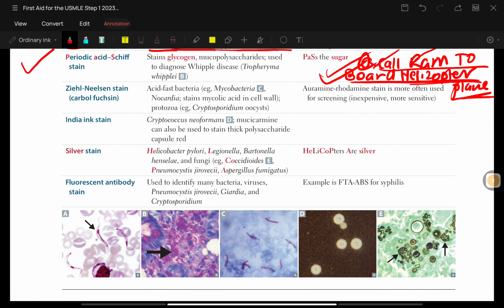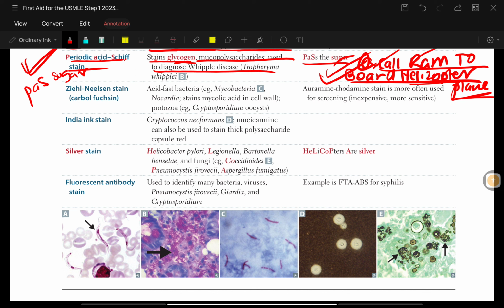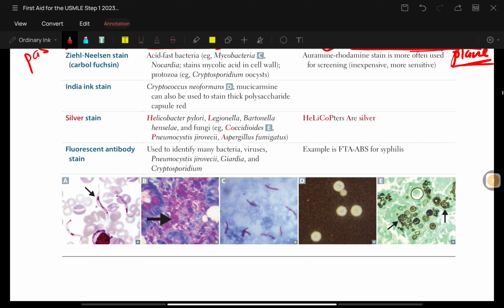Now coming up to the next stain, that is periodic acid-Schiff stain. We can say PAS, sugar, is its mnemonic here. So it stains glycogen, that is sugar. PAS stains glycogen and mucopolysaccharides and is used to diagnose Whipple's disease, that is Tropheryma whipplei.